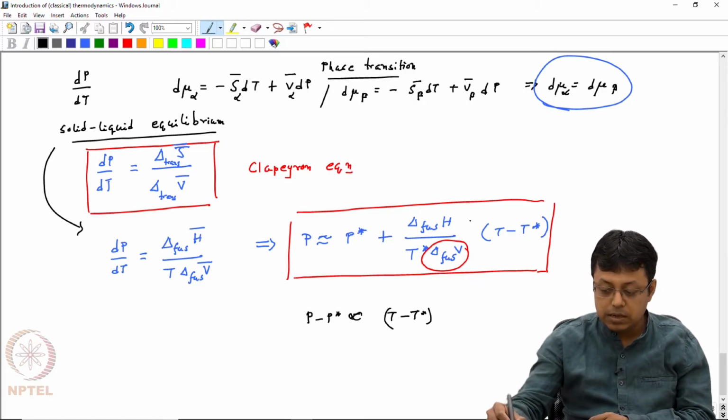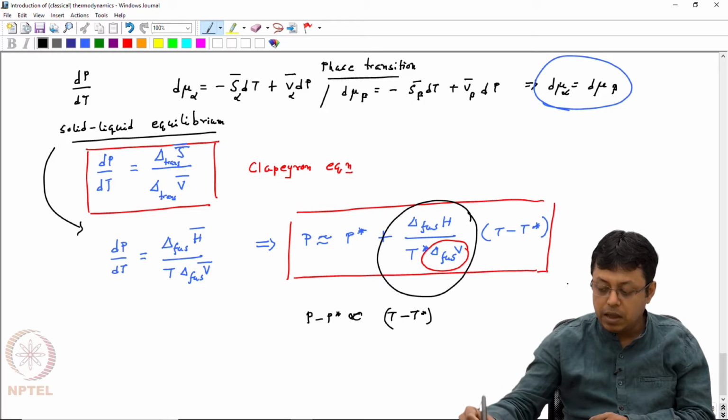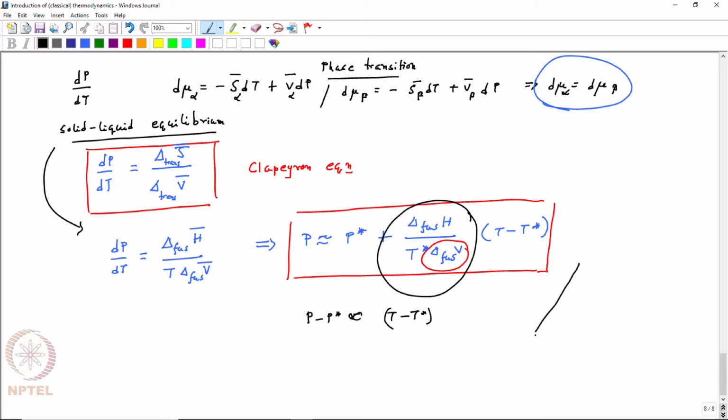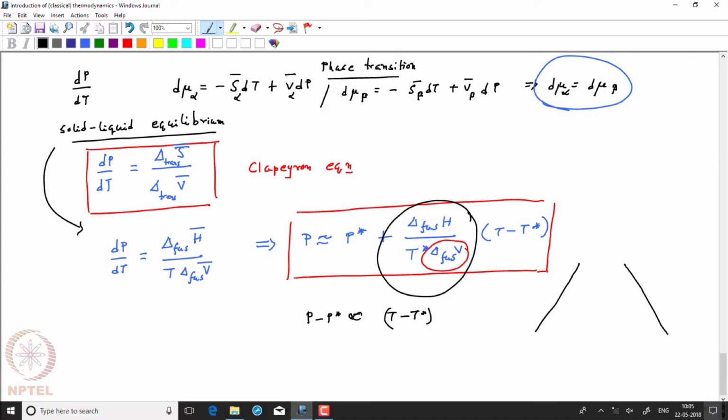If this constant is positive, then I'll have a linear increase, and if this is negative, like for water, you will have a negative slope. So that's what we are trying to tell when we are discussing the slope of this solid-liquid equilibrium phase boundary. Now similarly, we can think about liquid-vapor equilibrium or the solid-vapor equilibrium.